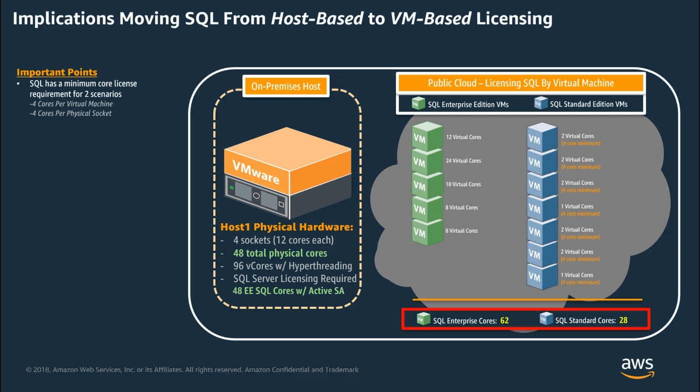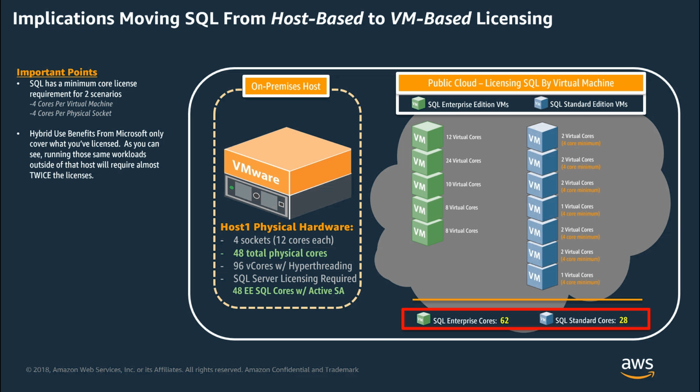So you could see here that all the small VMs that are running standard edition that are like 1 core and 2 core, they're hitting that minimum of 4 cores. So now on top of the 62 cores that you would need if you're licensing by VM, you'd also have to do 28 cores for the standard edition. So you could see the impact of going from host-based licensing, when you have unlimited virtualization, to VM-based licensing.